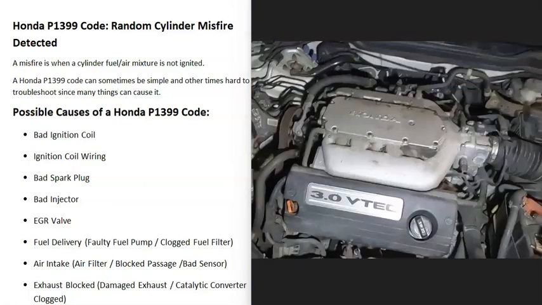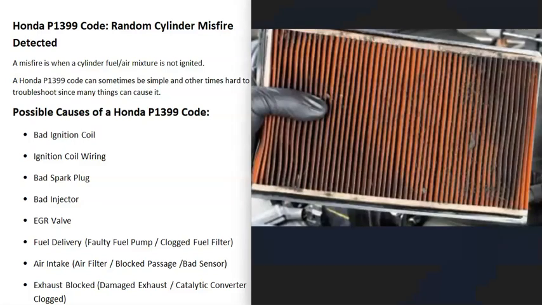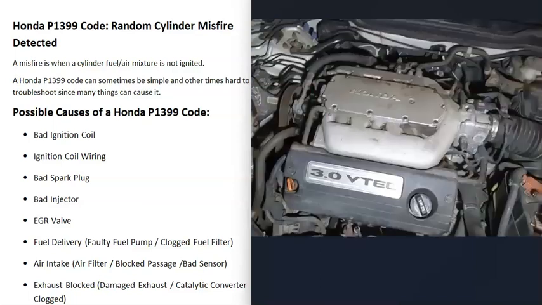And the next thing on the list that could possibly cause this is that there's something going on with the air going into the engine. This is going to be something like a really dirty air filter, or for some reason a passage is blocked where the air is going into the engine, or a bad sensor like a bad mass airflow sensor. Although usually if you did have a bad MAF sensor, you would get other codes. But basically, if there's something blocking the air going into the engine, then this is going to cause issues. So the next thing on the list is something going on with the air intake.